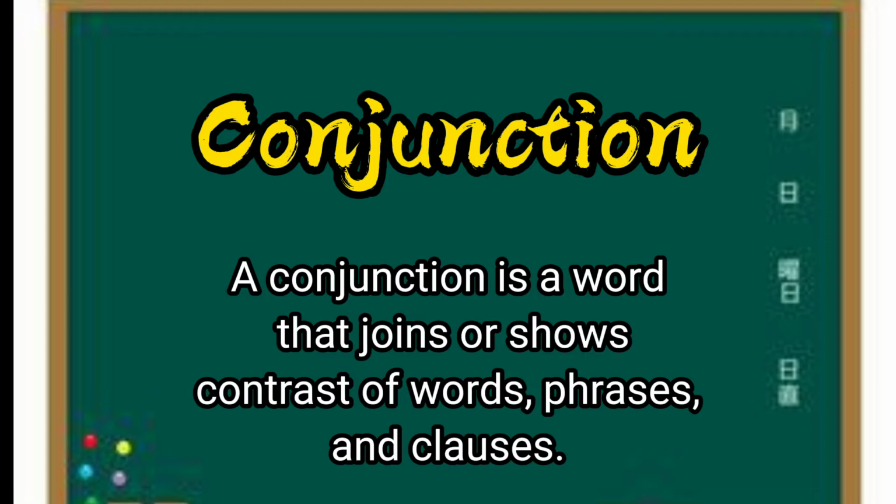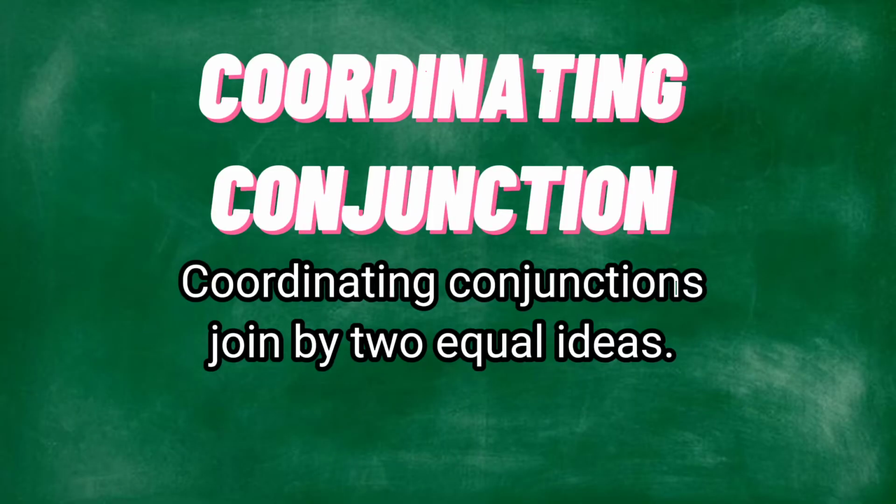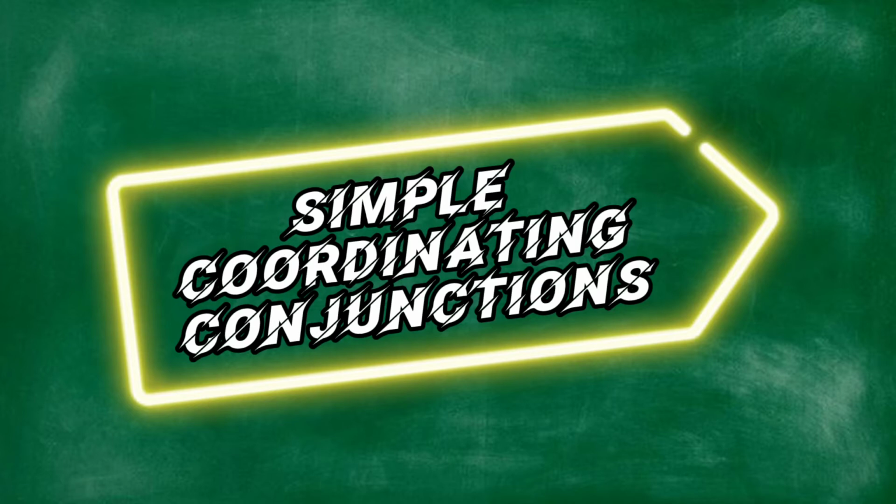A compound sentence has its own set of conjunctions. A compound sentence is made up of two independent clauses. Compound sentences use coordinating conjunctions. Coordinating conjunctions join two elements of equal ideas, and can be used to connect phrases or groups of words. So let me introduce the 7 commonly used coordinating conjunctions.